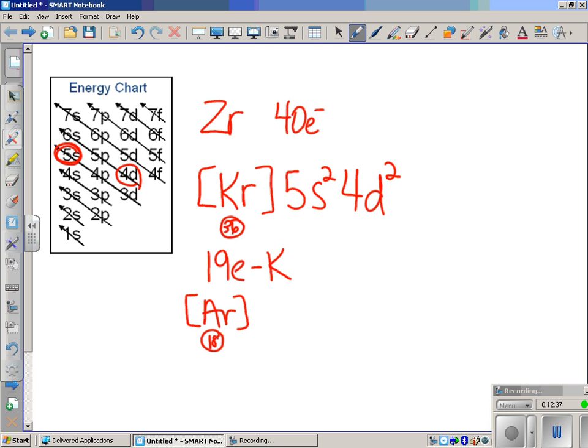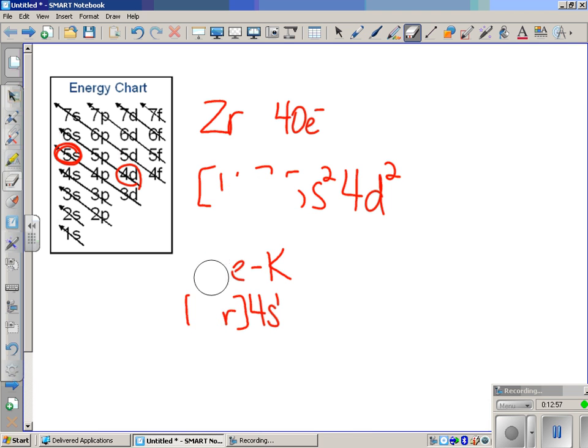So I find potassium. Potassium is in the 4th energy level. See what row it's in. K, 4th energy level. I'm going to put a 4 down, and then an S. It's always an S. And I only have 1 electron left, even though it can hold 2. So there's the abbreviated electron configuration for potassium.